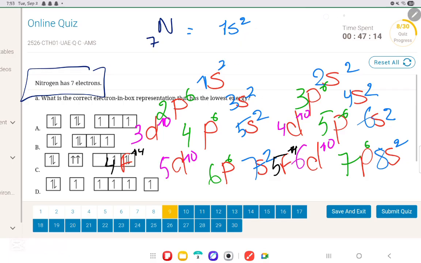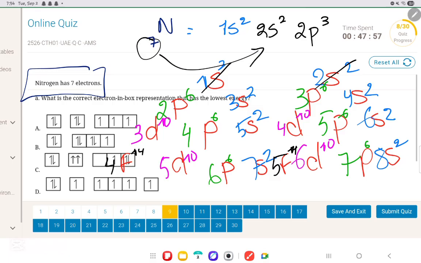We'll move on to the next one. What's the next one? 2s2. How many do you have now? You have 4 electrons. So 7 minus 4 is 3. We still need 3 electrons. So now we move on to what? We move on to 2p6. But do we write 2p6? No, we write 2p3. Why do we write 2p3? Because we only need 3 more electrons. If you add all of the electrons, 2 plus 2 plus 3, you will get an answer of 7, right? And 7 is what we need. So 7 electrons, they are completely filled in this structure.